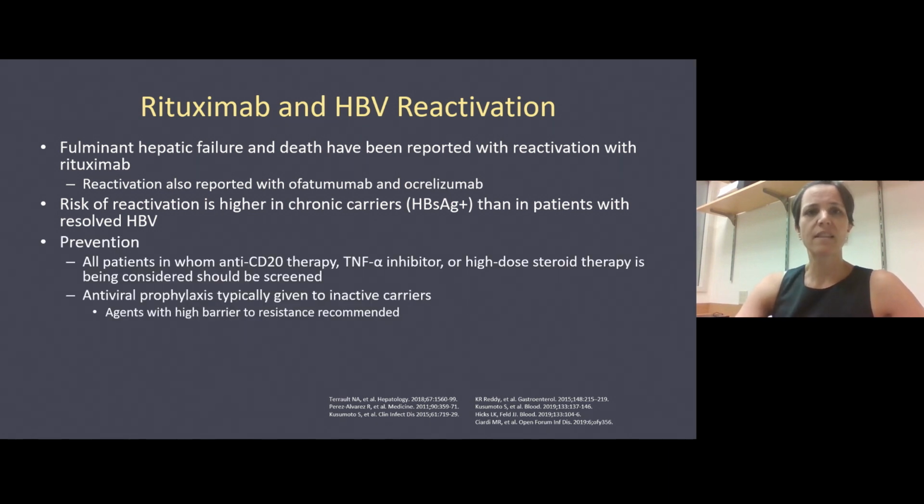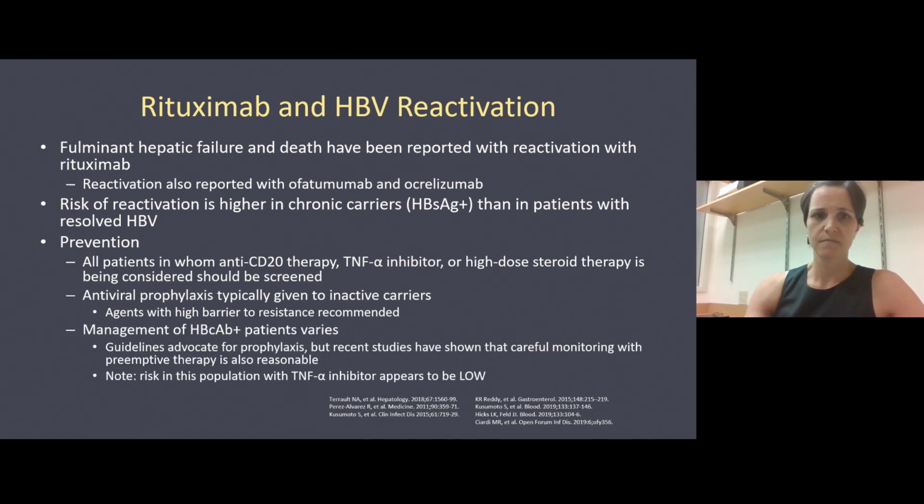So how do you prevent this? That's what we want to do, right? So all patients getting CD20 therapy, and for that matter, TNF-alpha inhibitor therapy or high-dose steroid therapy, should be screened for hepatitis B before you give the therapy. Antiviral prophylaxis is typically going to be given to inactive carriers, and you want to pick an agent with a high barrier to resistance. So that's something like tenofovir or entecavir. Lamivudine, which I had on my first slide, has a low barrier to resistance, so it's not a good choice.